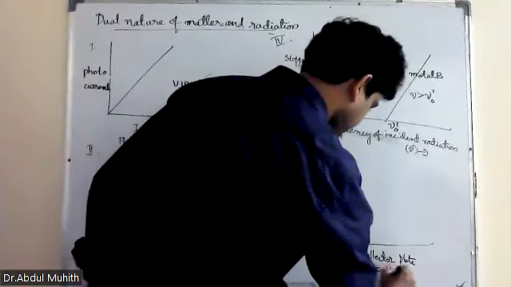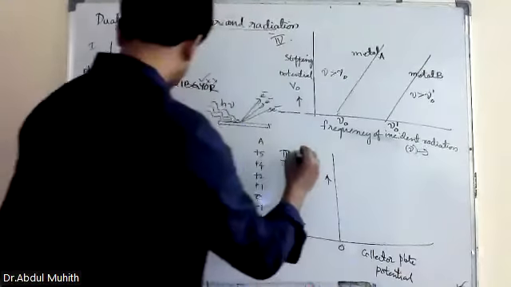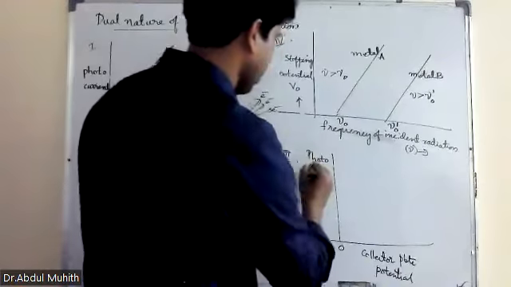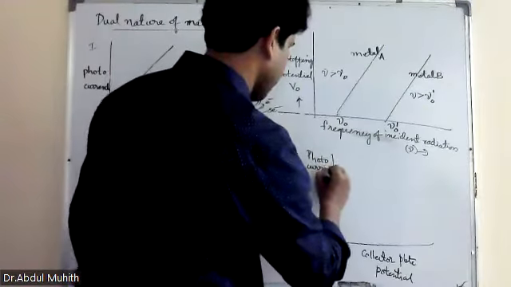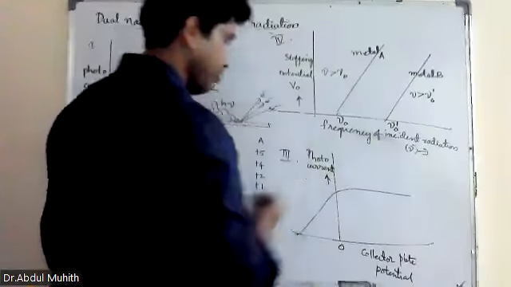So this one is the retarding potential, and this one is photocurrent. This is photocurrent. Now what happens here? So here, this is the first one.